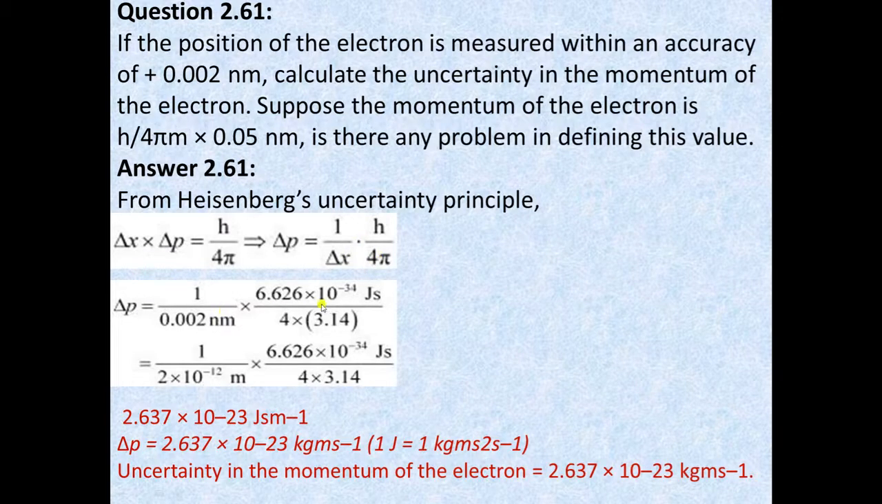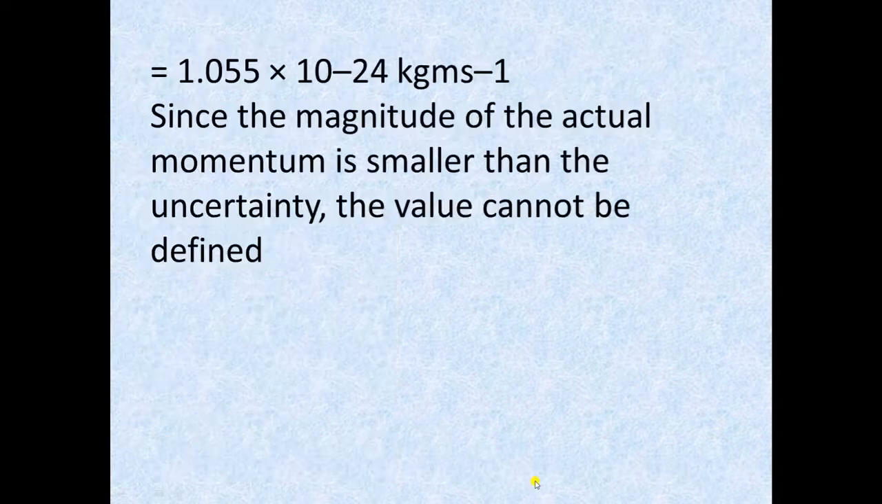Now put all the values. Here delta x is 0.002 nanometer, so nanometer will be converted into meter. Okay, put all the values and it comes equal to 2.637 into 10 to the power minus 23 kilogram meter per second. Now, uncertainty in the momentum of the electron is this.